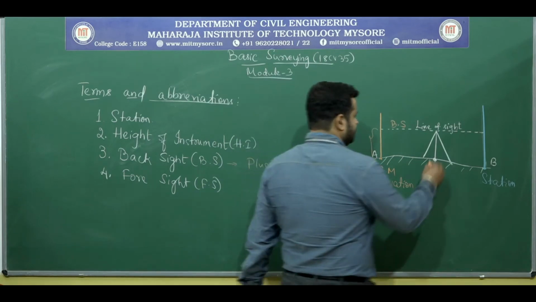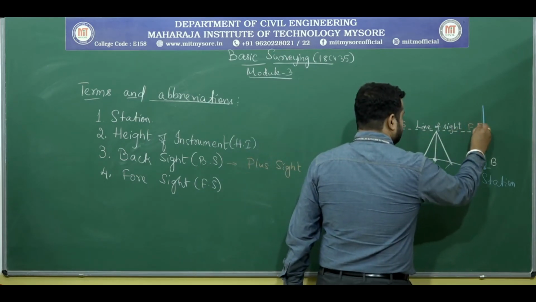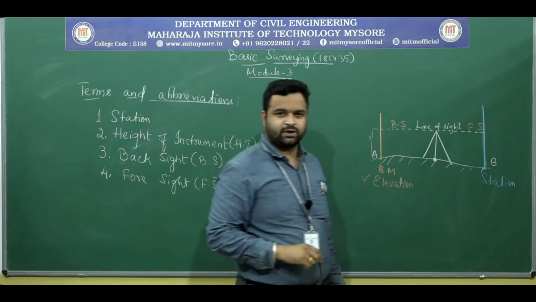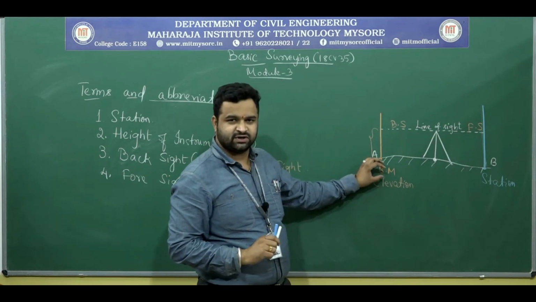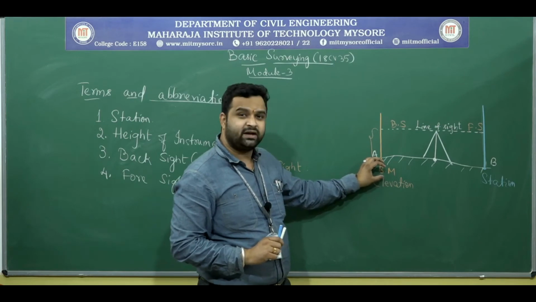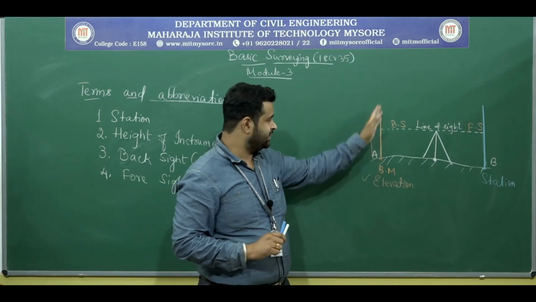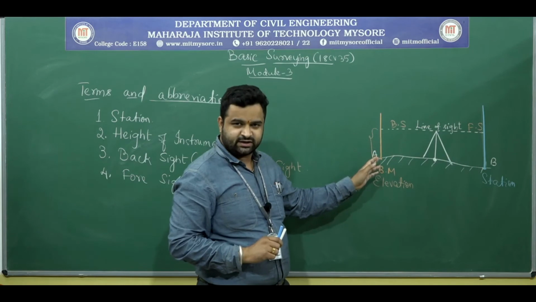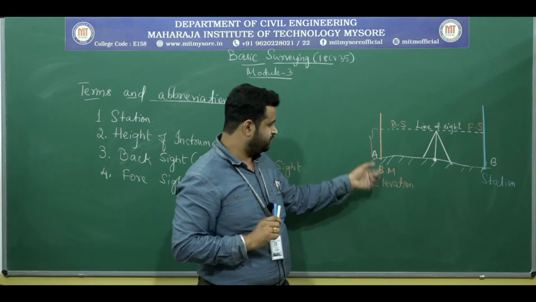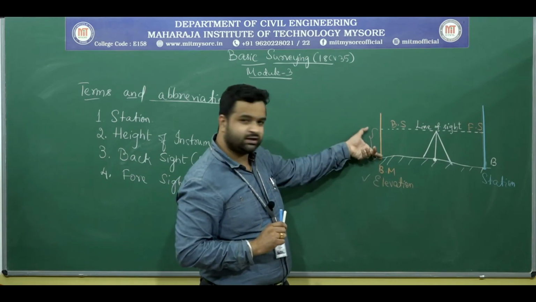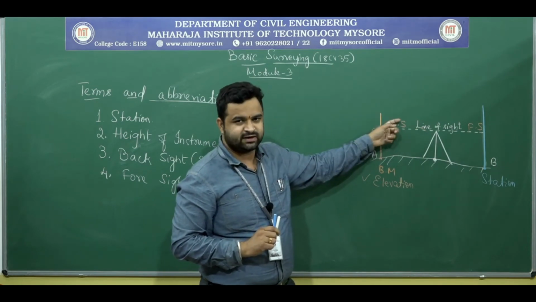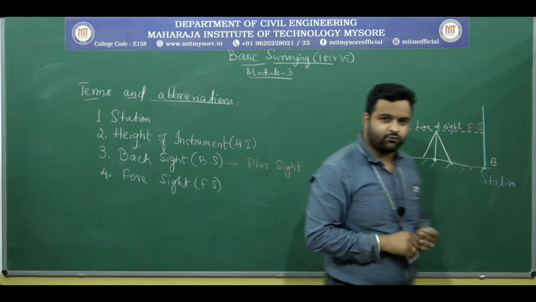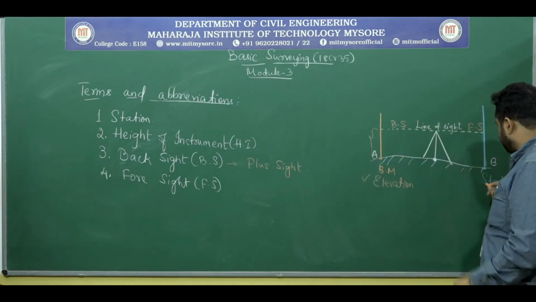So here this will be the foresight. Okay, so see here, very simple. This is the benchmark whose elevation is known. To calculate the height of the instrument, you have to keep a rod here, take a sight which is called as back sight. If you add this elevation and that sight, you will get the height of instrument, and that sight is called as back sight.